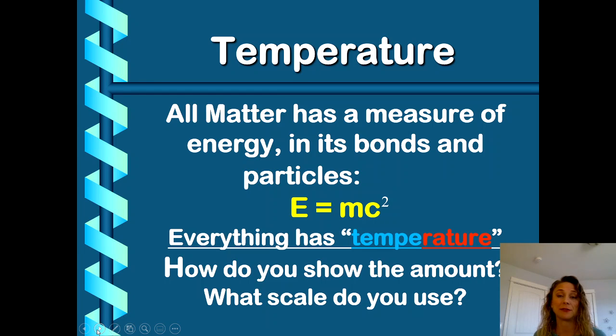Okay? And kinetic energy is one form of energy, and light energy is another form of energy. So what we're trying to say is everything has temperature. Okay? But how do you show that temperature? How do you show it in a quantity? How do you show it in amount? And what scale do you use?